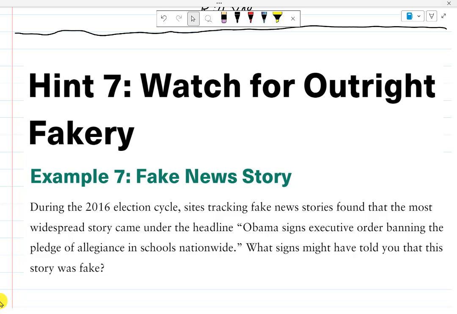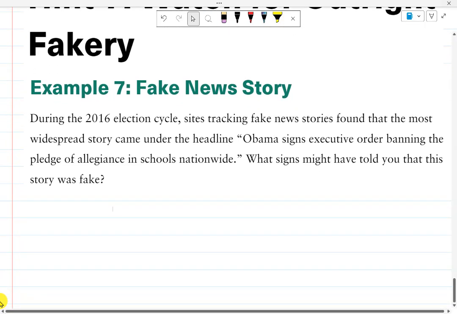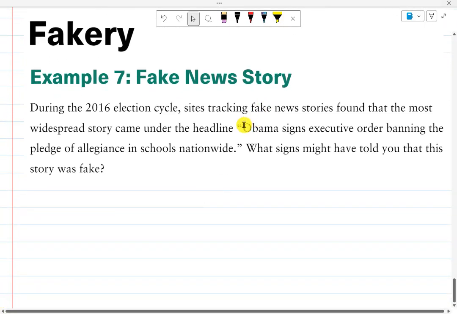During the 2016 election cycle, sites tracking fake news stories found that the most widespread story came under the headline, Obama signs executive order banning the Pledge of Allegiance in schools nationwide. And they ask, what signs might have told you that this story was fake? Now, the very first thing I would do is copy this, if it will let me.